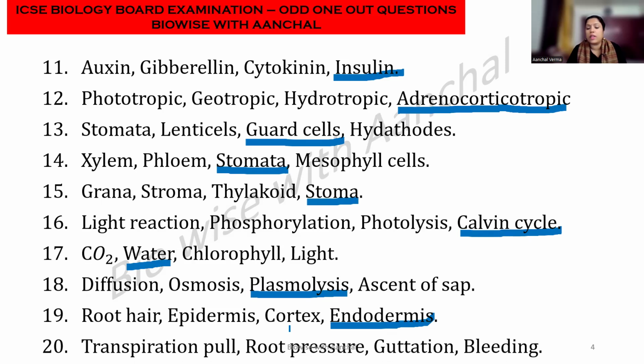Transpirational pull, root pressure, guttation, and bleeding. Now, transpirational pull is a kind of suction pressure, a natural process that is happening. Root pressure also is natural because of the accumulation of water. Guttation is also natural when the transpiration rate is lower than the water absorption rate. There is a kind of hydrostatic pressure developed in the plant, so the extra fluid comes out through the hydathodes. Bleeding is an artificial process. In bleeding, the plant has to be cut or broken, so that is not natural. The rest are the common processes by which water moves in the plant or comes out from the plant.